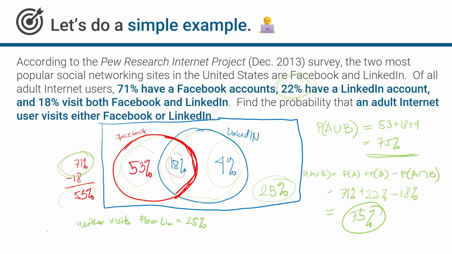Okay, there's another word play here that may come in, so you have to be careful. Find the probability that an adult visits Facebook only. Yan. So you have to get 53% because that is the exclusive. Pag nakita kayong only, it means that it's still asking for the exclusive one. And for LinkedIn only, we have 4%. You have to be very careful reading it.